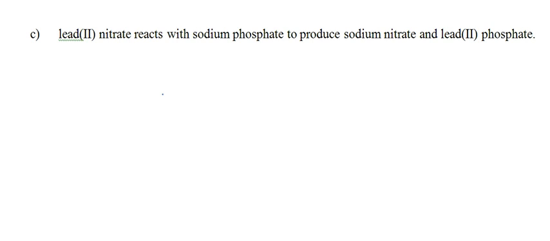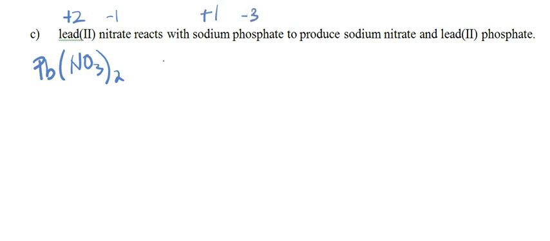Alright, you've had a chance to try it. Lead 2 nitrate, which is Pb. Oh, I'm sorry. Lead plus 2, nitrate minus 1. So NO3, need 2 of those. Reacts with sodium phosphate. And again, plus 1, minus 3. So sodium, put a plus sign in there. Sodium, oh, don't need a parentheses there. PO4. Yeah, don't be putting parentheses where you don't need them.